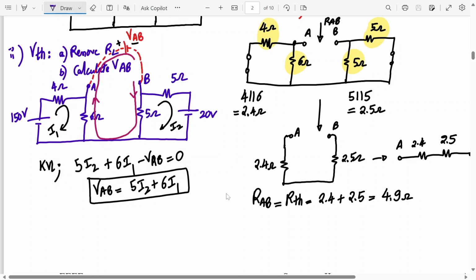What is I1? How will you calculate I1? I1 is simply Ohm's law. So 150 divided by 4 plus 6, right? How much is this? 150 divided by 10. That is 15 amperes. Yes or no? Now tell me, what is I2?